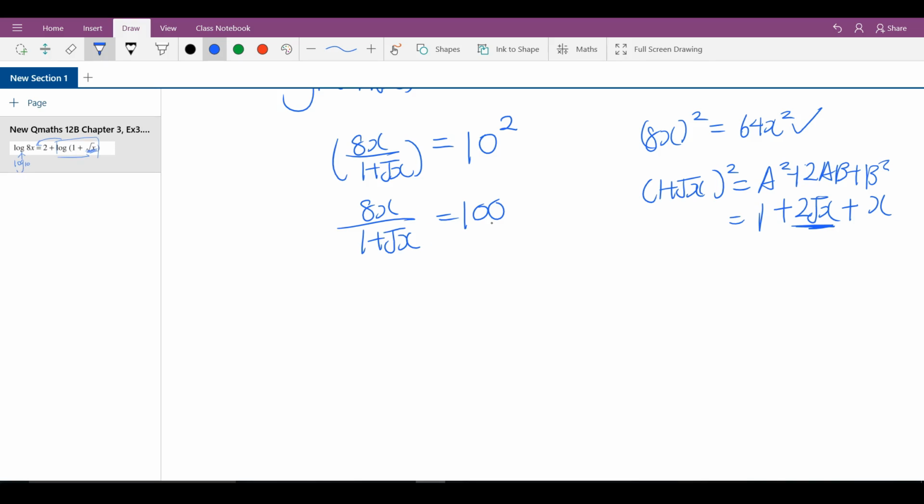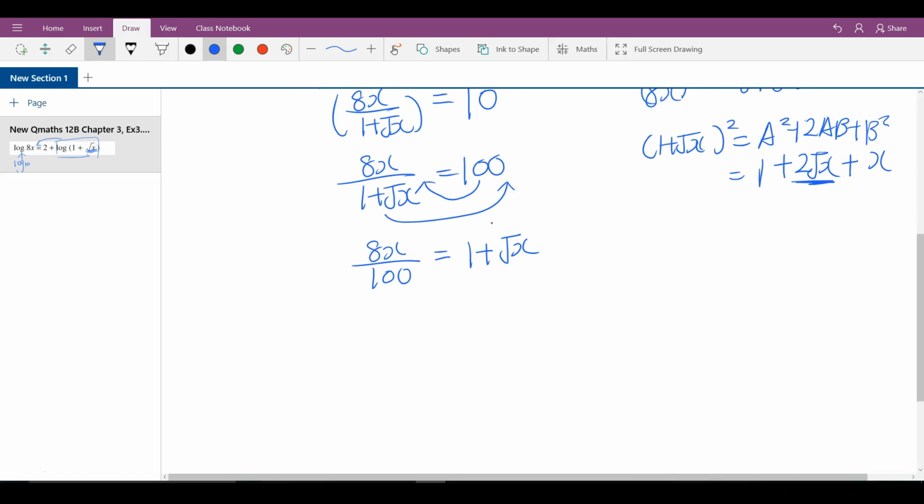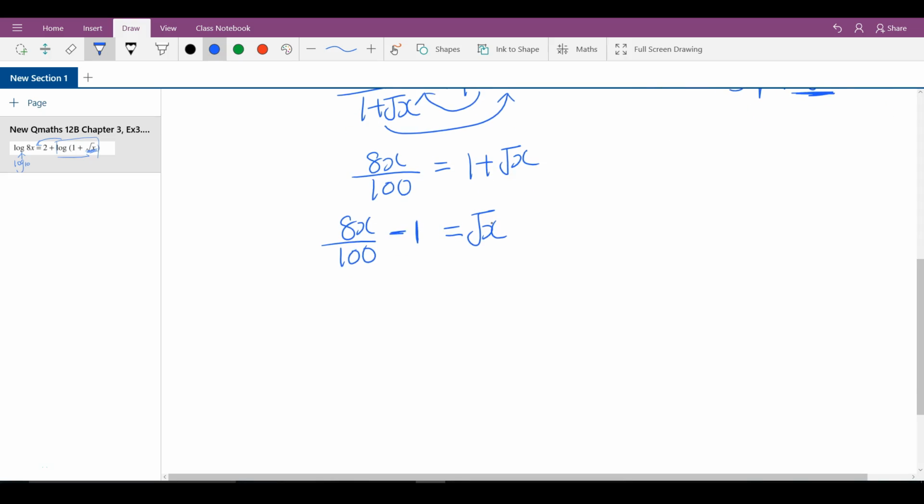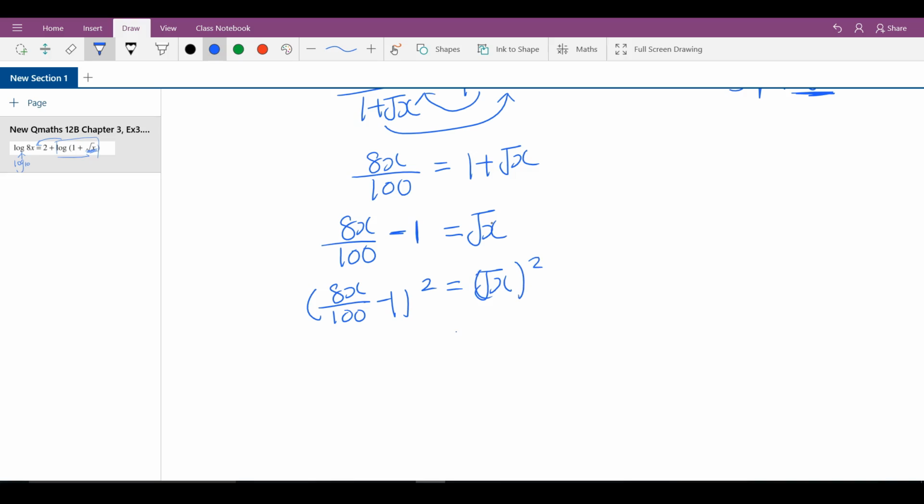By singling out the root x, what can we do? We can move this to that side and this to this side. So it becomes ax over 100 equal to 1 plus root x. And then ax over 100 minus 1, moving the 1 to the left hand side, equal to root x. Now we've got the root x by itself. Now we can square both sides, equal to root x squared. This will get rid of the root, so this gives us x.